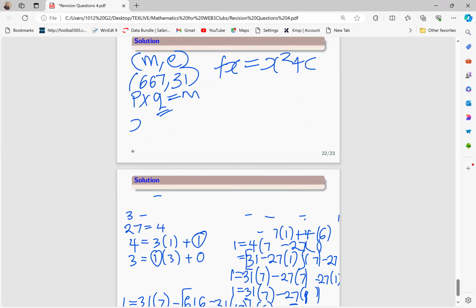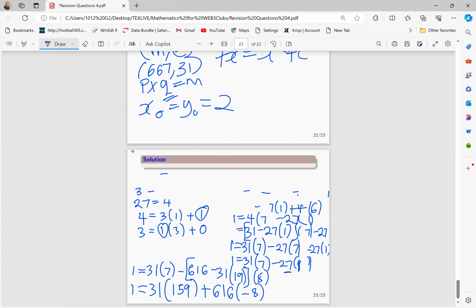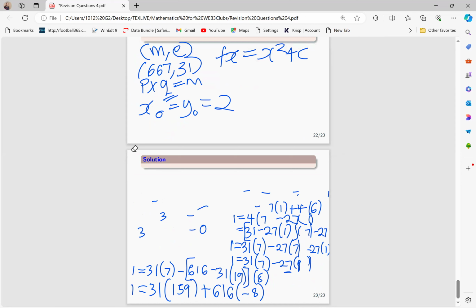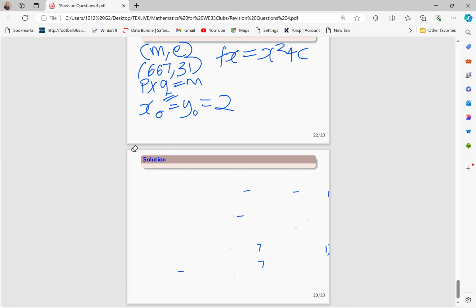The common value of 2, as practice, we know X naught is equal to Y naught, which equals 2. So to calculate this, we are going to use a table that gives us the values of X and Y and the GCD of the difference and M. So when the GCD is 1, we move to the next step, but when the GCD is not 1, we stop there because that will be one of the factors, either P or Q.